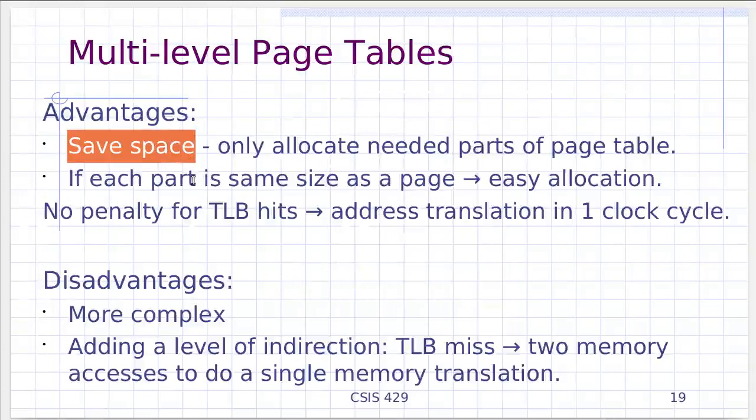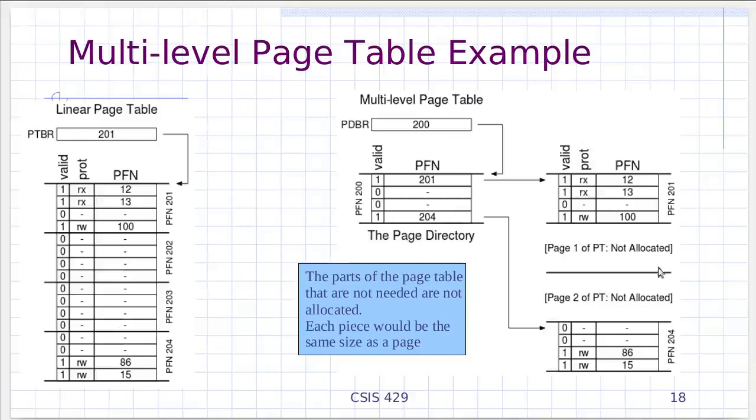If you have each part the same size as a page, then we can fit that part in a page, and that's ideal. So it's easy to allocate page tables and page directories. We'll have not much of a penalty for TLB hits because address translation will be in 1 clock cycle. The disadvantage, as you saw in the previous diagram, is that this is a little bit more complex than this.